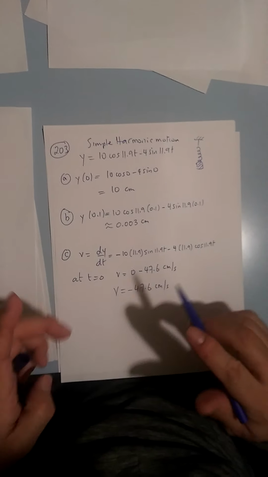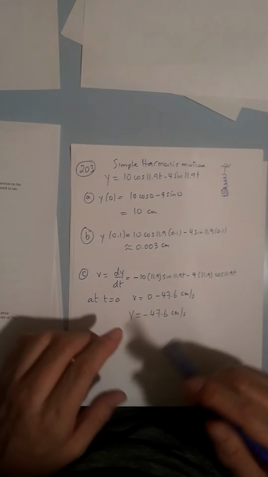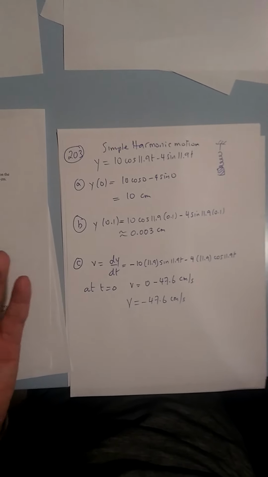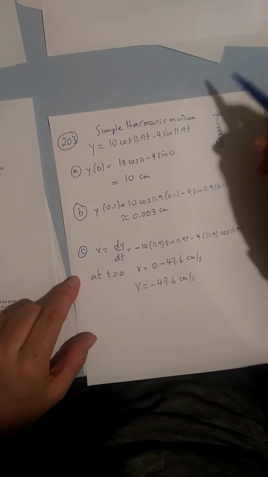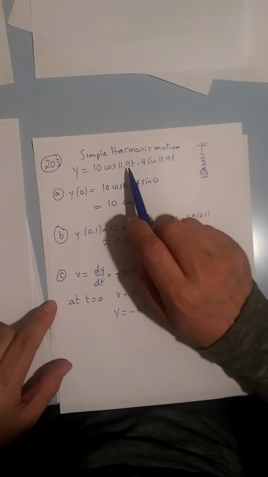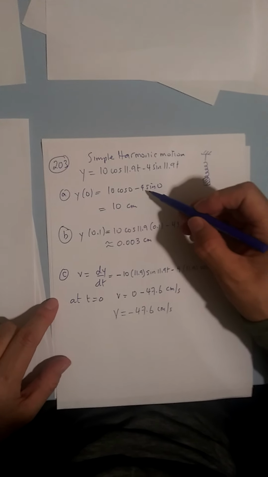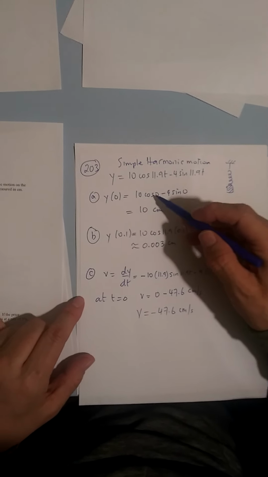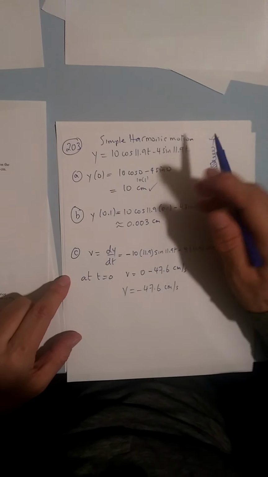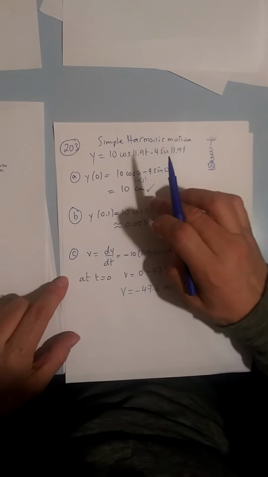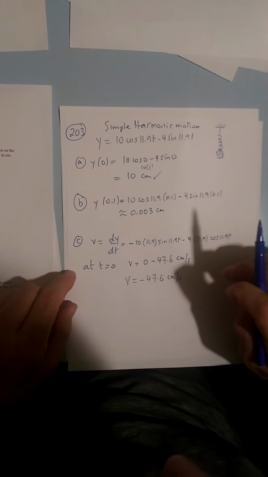What they want to know, at t equals 0, where is the mass going to be? y is the position of the mass. So you substitute 0 here and 0 here. That will be 10 cos 0 minus 4 sine 0. Sine 0 is 0. Cos 0 is 1. So this is 10 times 1, which is 10 centimeters. So the mass is at 10 centimeters from equilibrium.